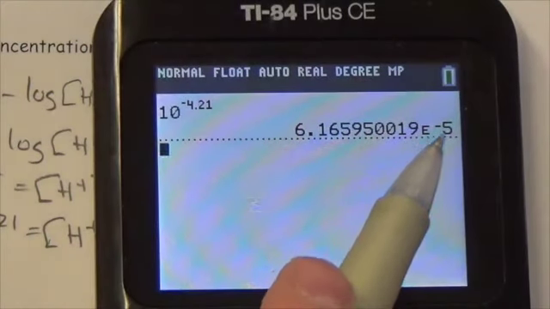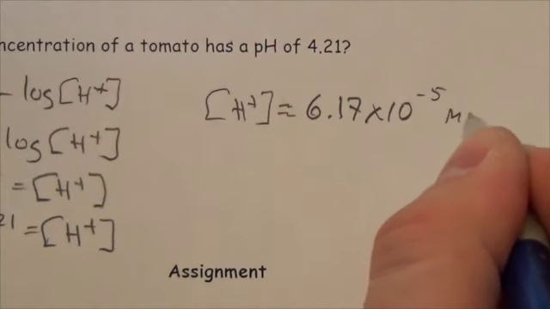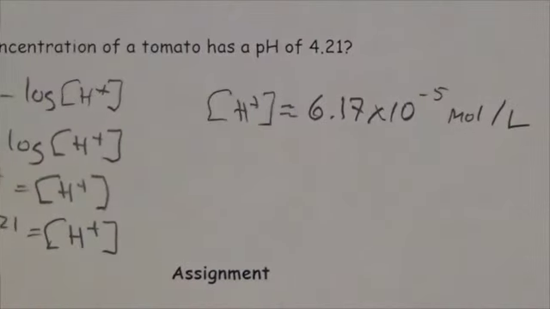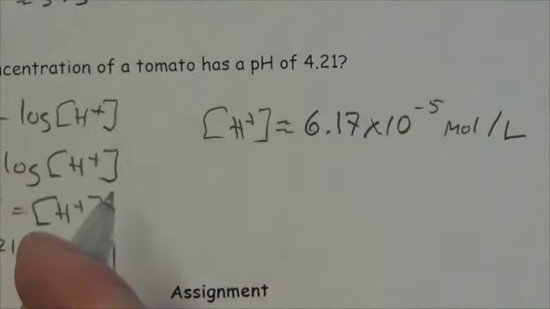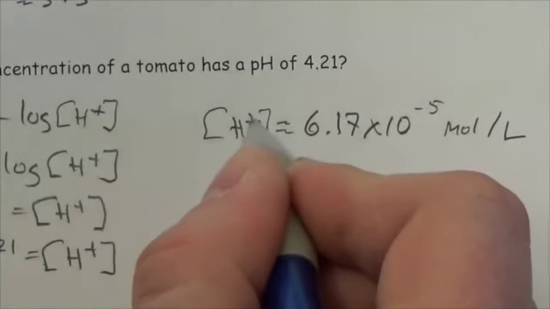So the hydrogen ion concentration here is going to be approximately 6.17 times 10 to the negative 5. And this will be moles per liter. And that's what I've got to do. I really can't leave it like this. I need to put that in the proper form for expressing that quantity. So there you go.